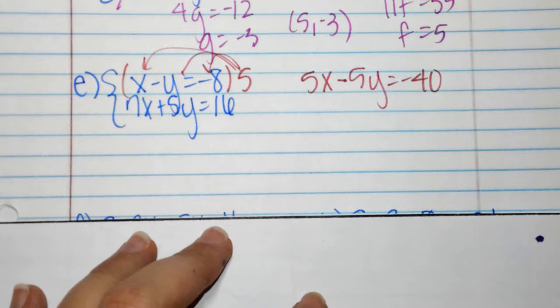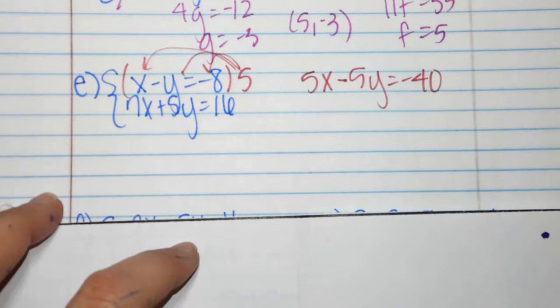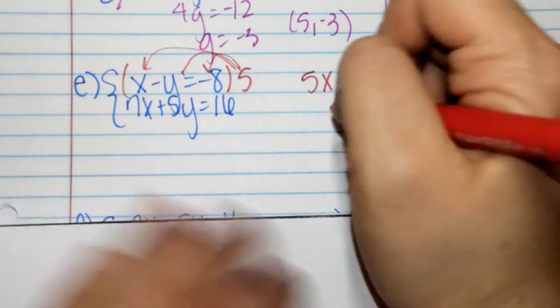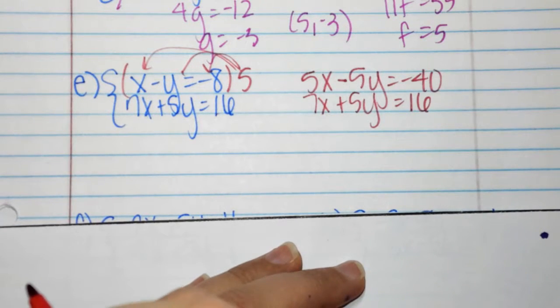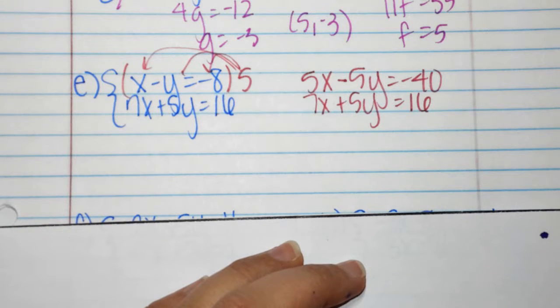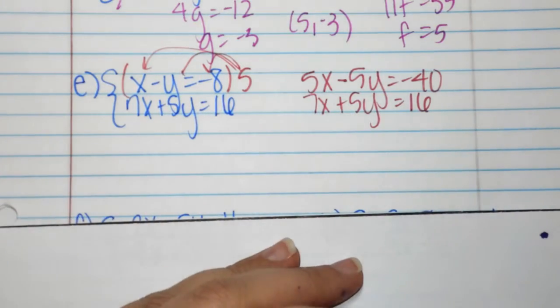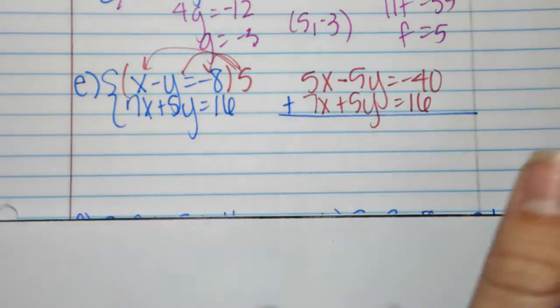Miss Asbury, what is that? 5x minus 5y equals negative 40. 7x plus 5y equals 16. Okay. So now we bring our other equation over. Now cross out 5y. Add. Now guys, do we add or do we subtract? We add. Opposite signs add.